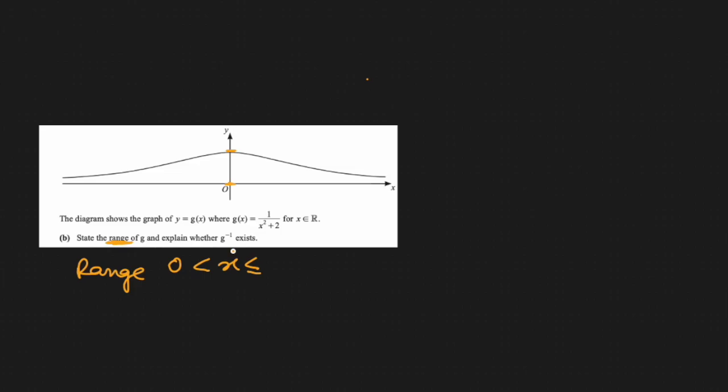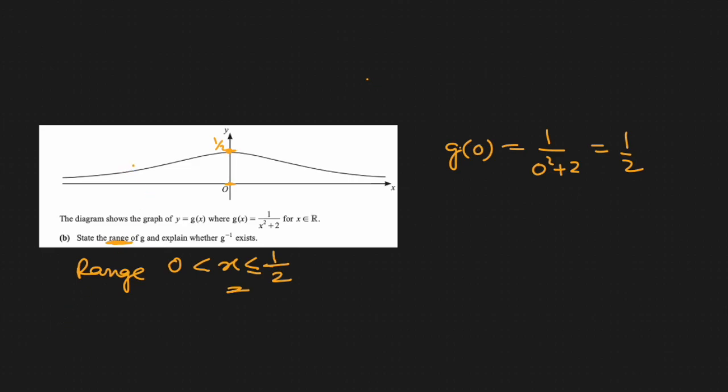Now what is the y value when x is 0? This is the y-intercept, isn't it? So let's see, g(0) will be 1 over 0 squared plus 2, which is half. So this y-intercept is 1 over 2. So from 0 to half, half is included but 0 is not. This is the range.